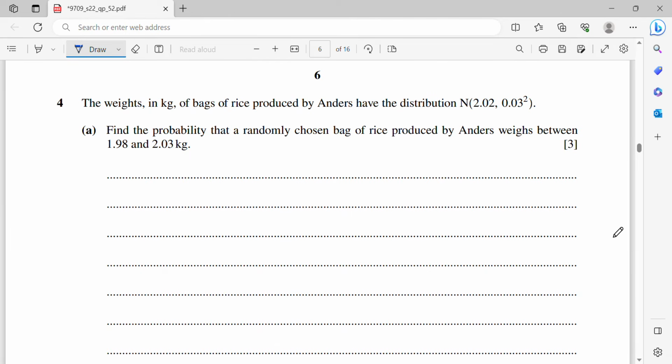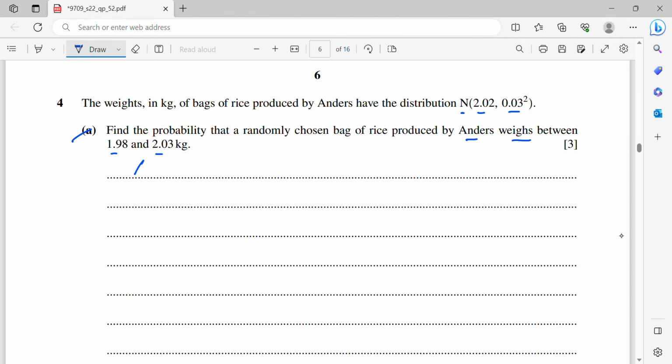Okay, now for question 4. The weights in kilograms of bags of rice produced by Anders have the distribution N, which means it is normally distributed, with mean 2.02 and variance 0.03 squared. A, find the probability that a randomly chosen bag of rice produced by Anders weighs between 1.98 and 2.03 kilograms.